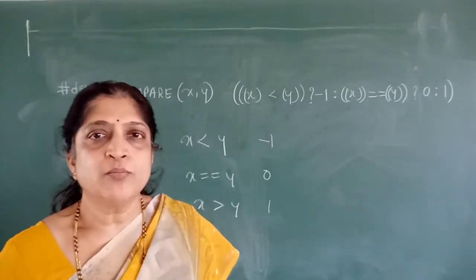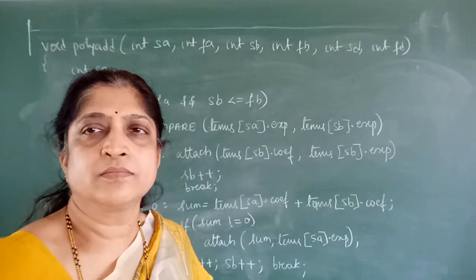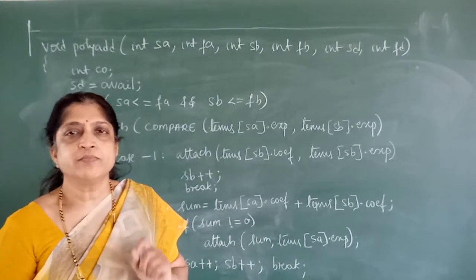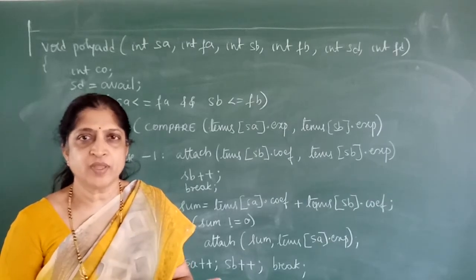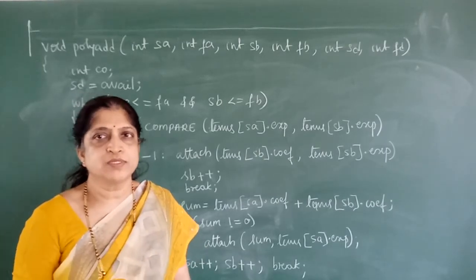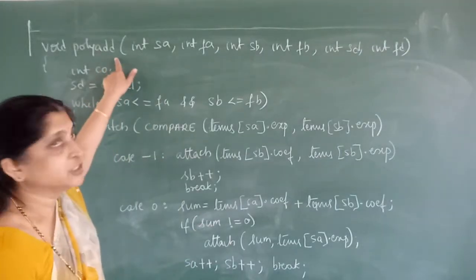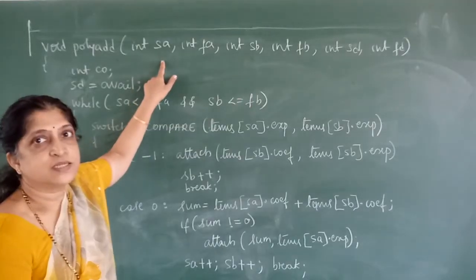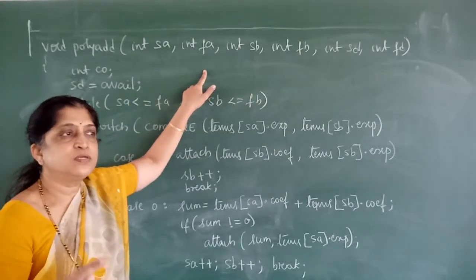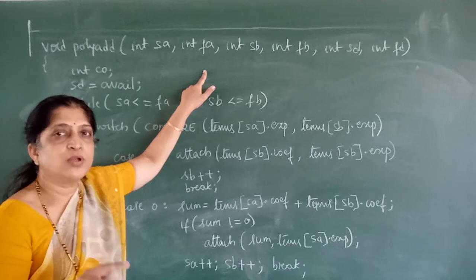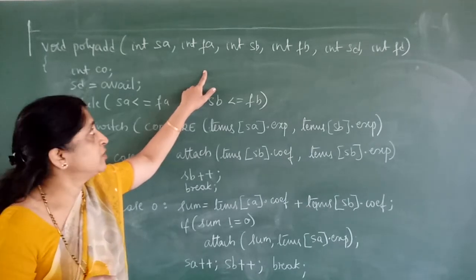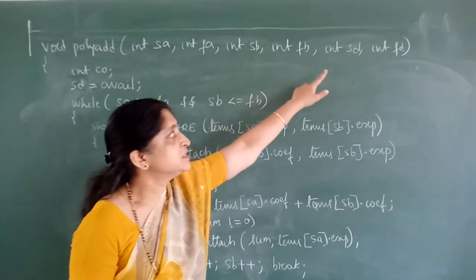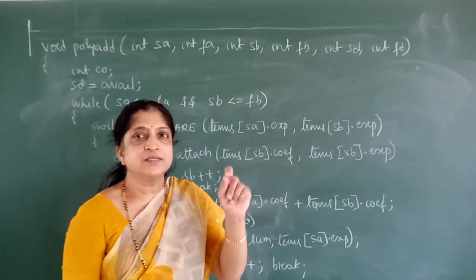Now let us write the polyadd function. Here we have the polyadd function, which makes use of the attach function and the compare macro for adding the two polynomials. This polyadd function takes these arguments: start A, finish A, that is the index of the starting position of the polynomial A and the finish position of the polynomial A. Then similarly it takes start B, finish B, start D and finish D. D is the sum polynomial.